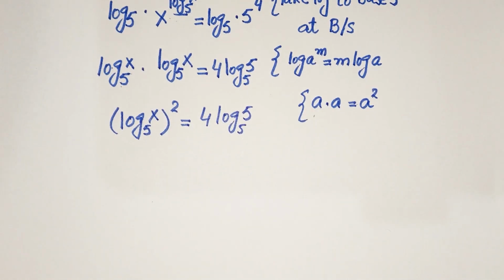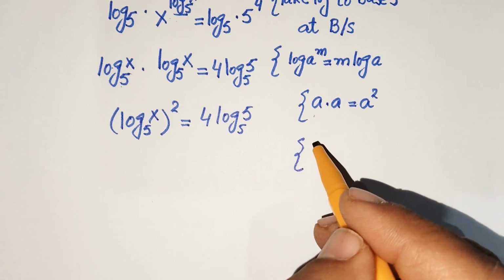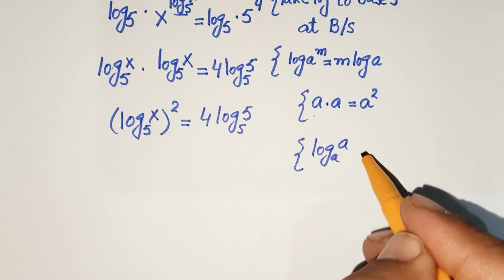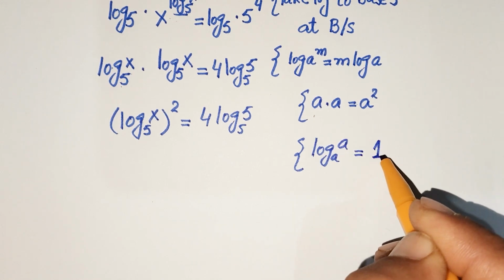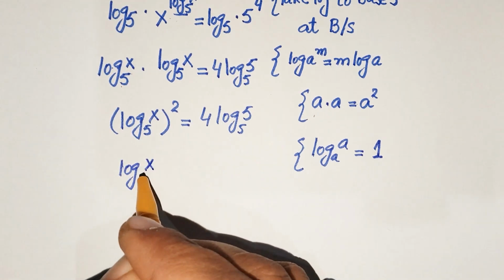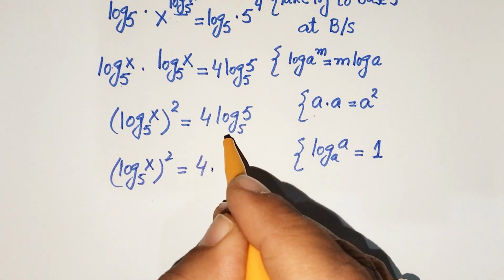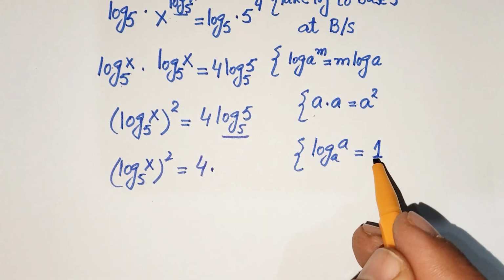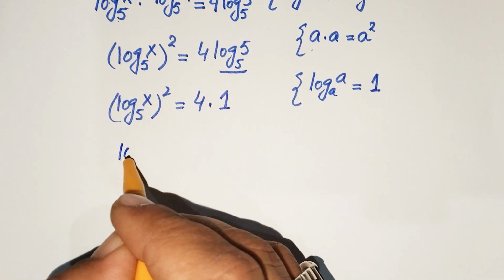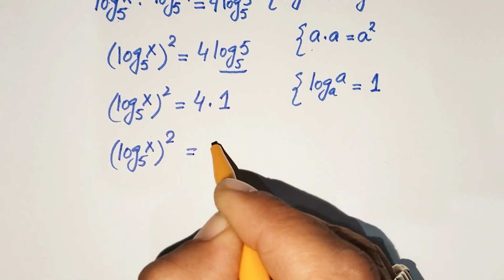Now we see that here we can use logarithm law, as we know that if we have log a with base a, then it is equal to 1. So now log x with base 5 whole square is equal to 4 times log 5 with base 5, it is equal to 1, so it will be equal to 1. Now log x with base 5 whole square is equal to 4.